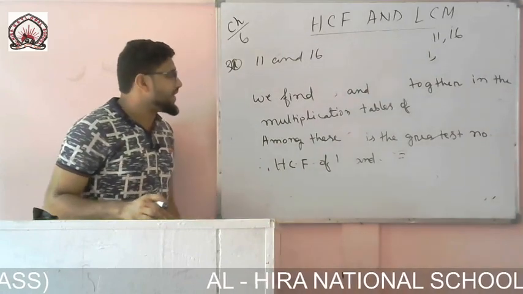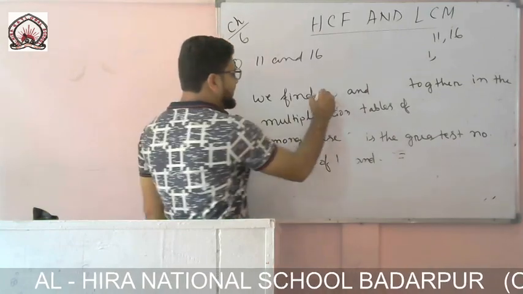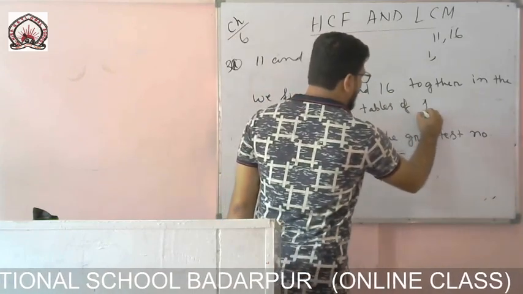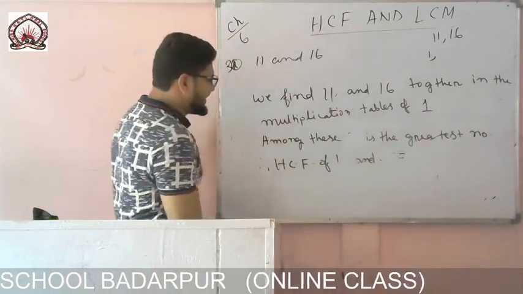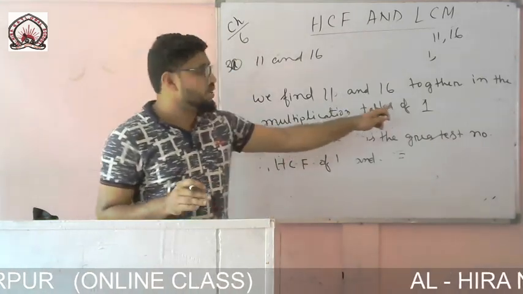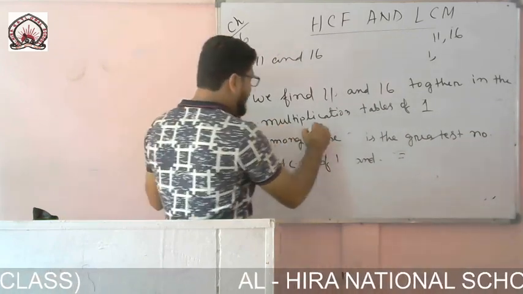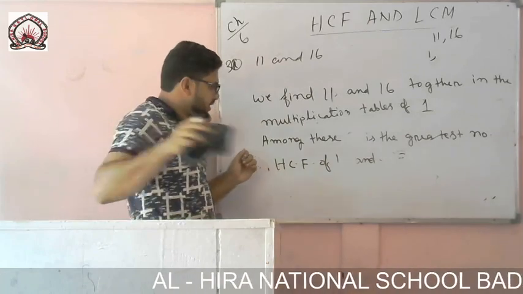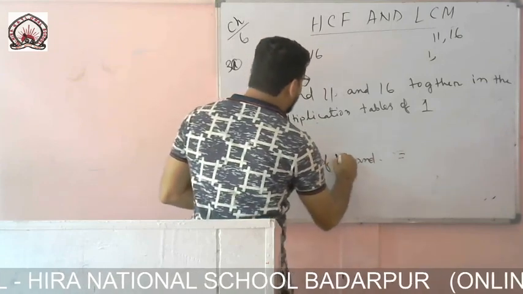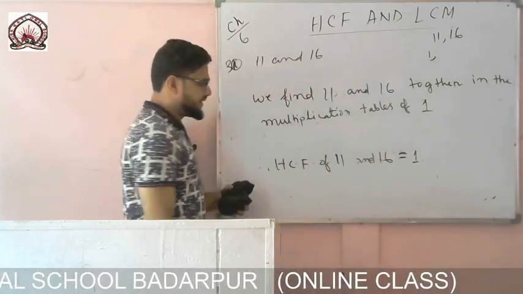So we find 11 and 16 together in the table of 1. If you find only 1, there is no need of writing this sentence. Just erase this line. Directly you write: therefore, HCF of 11 and 16 equals 1.